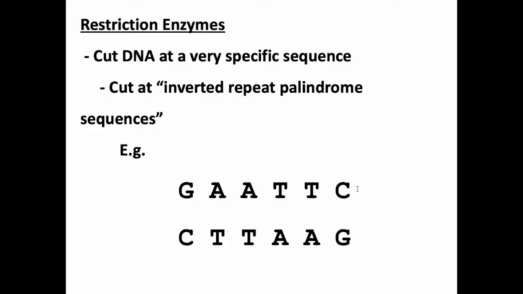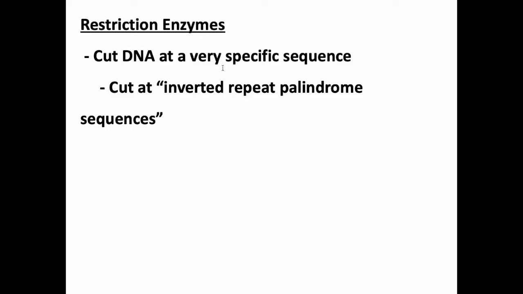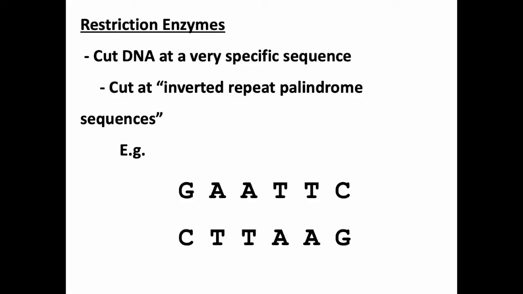GAATTC on one strand. If you read the other strand and you read it backwards, you'll find the same sequence, GAATTC. That's an example of an inverted repeat palindrome sequence. And yeah, like I said, these restriction enzymes specifically cut at this kind of sequence, inverted repeat palindrome sequences. But it's not just the specific sequence that they recognize. Within that sequence they make very specific cuts. Restriction enzymes cut between two specific bases within that sequence.